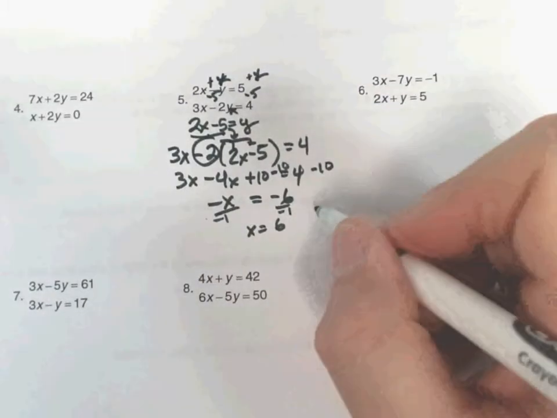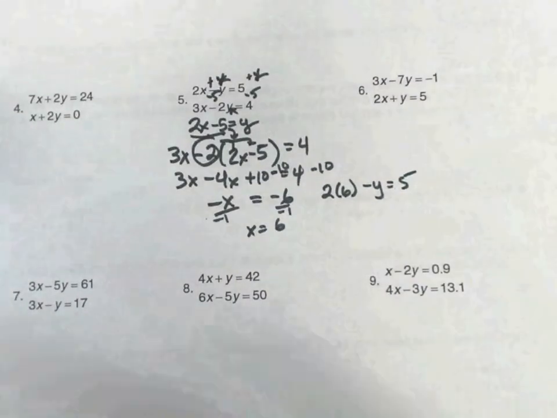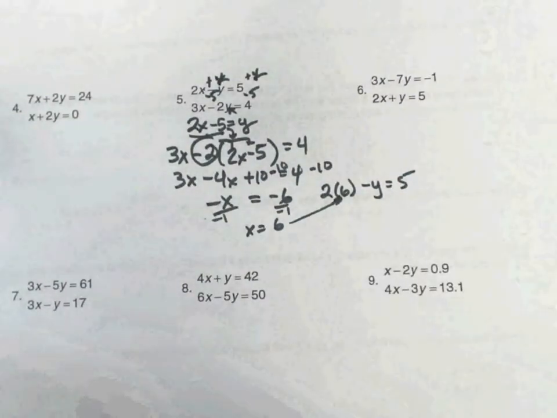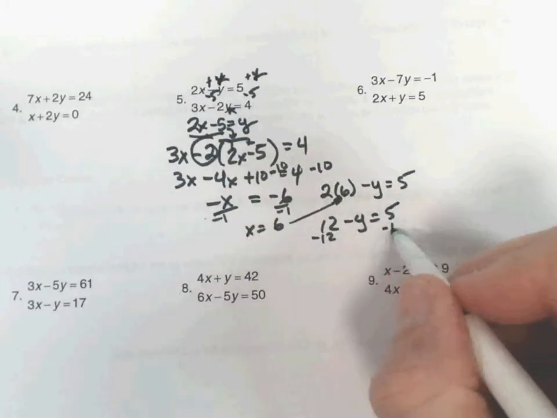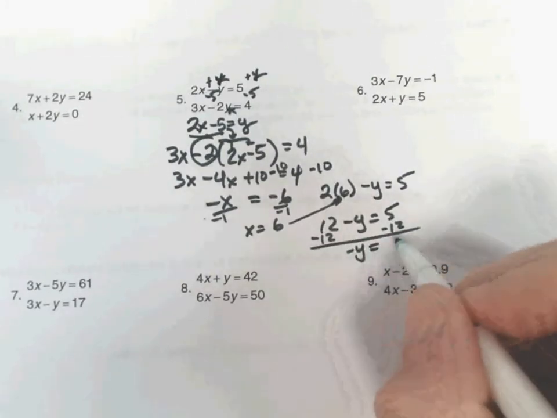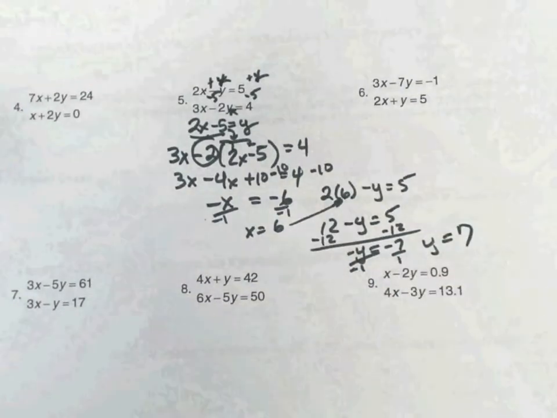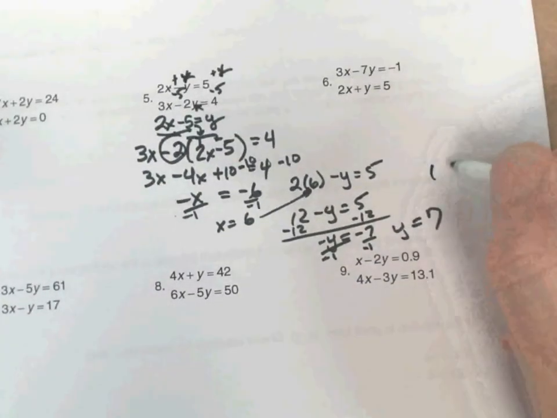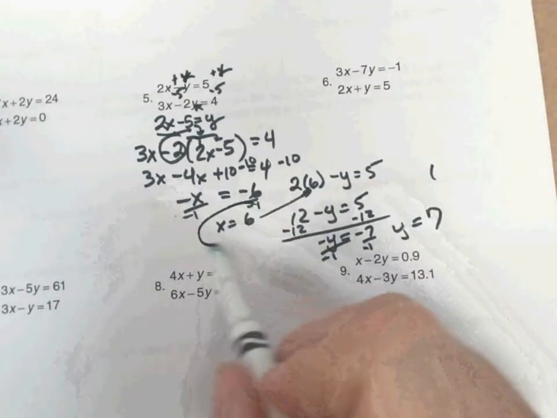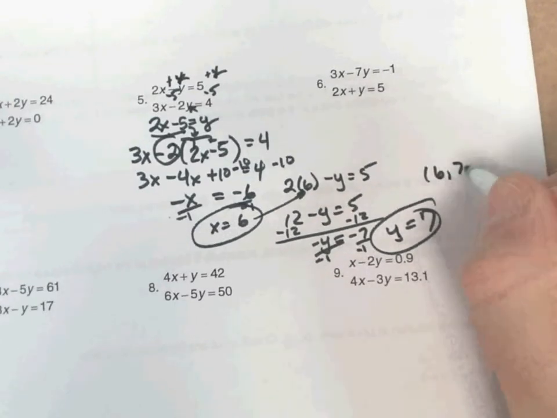Now I'm going to substitute this x back into one of my equations, and I'm going to use the easiest one. 2 times 6 minus y equals 5. So now this 6 becomes that x. 12 minus y equals 5. I'll subtract 12. I get that a negative y equals negative 7, or y equals 7. So my solution for this should be my original x of 6 and my y of 7.